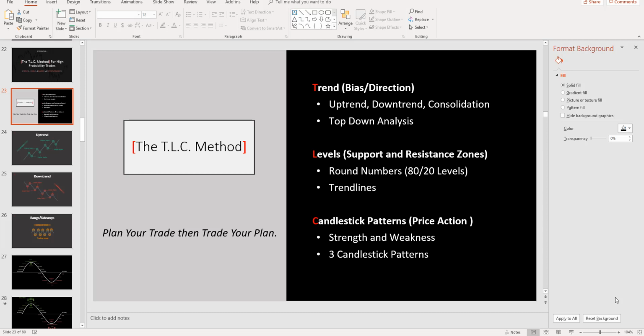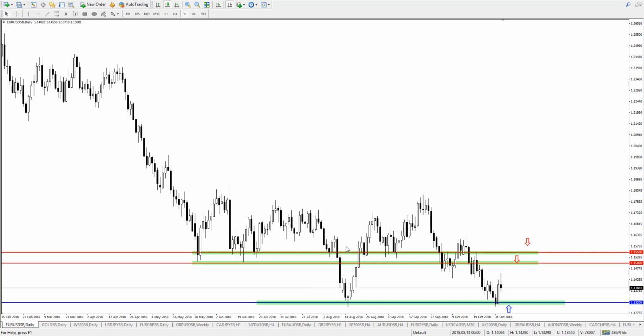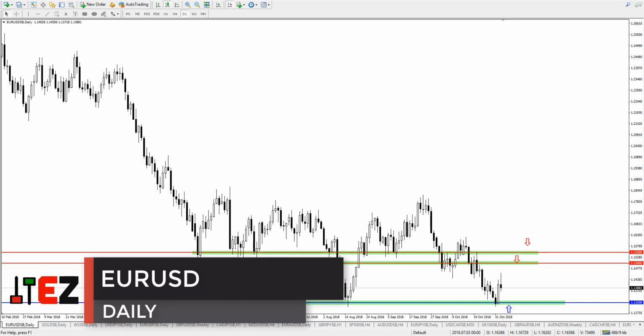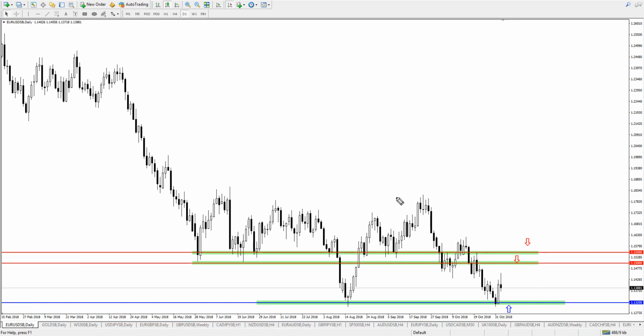Okay, all right, so right off the bat, there's no chronological order here. We just need to identify these three things as we're looking at the charts, and one of the first things that I do is I look to establish trends. Okay, so here we're looking at euro dollar. What do I see right off the bat? Well, I clearly see a downtrend.